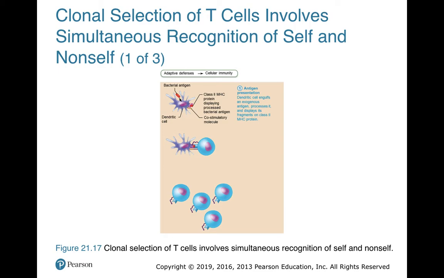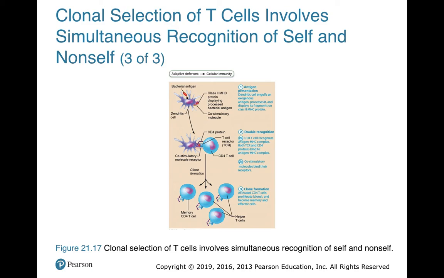Antigen presentation: a dendritic cell engulfs an exogenous antigen, processes it, and displays it in the context of MHC class 2. That CD4 positive T cell recognizes that antigenic determinant, or what we'll call an epitope, in the MHC class 2. CD4 strengthens that bond. Other co-stimulatory molecules come along and activate the T cell, and that T cell clone proliferates. We get clonal expansion.